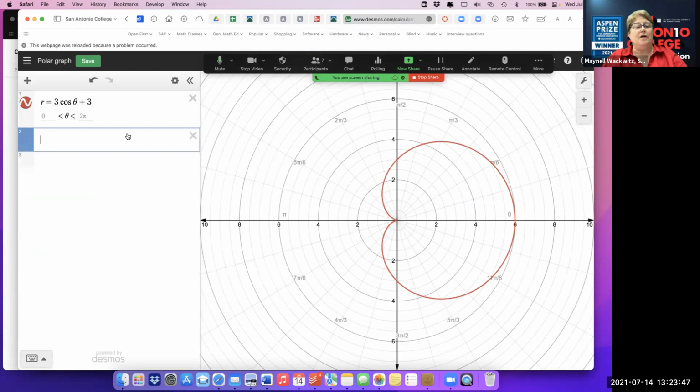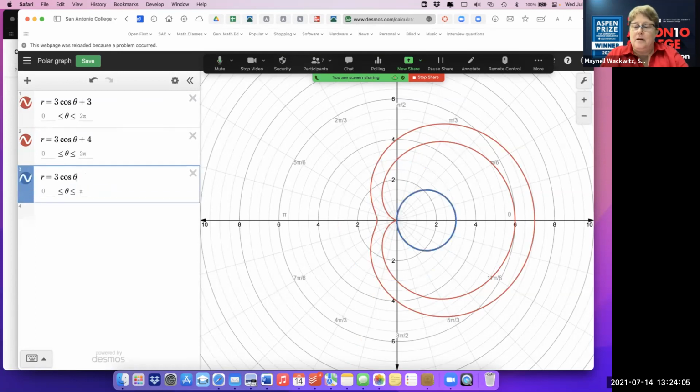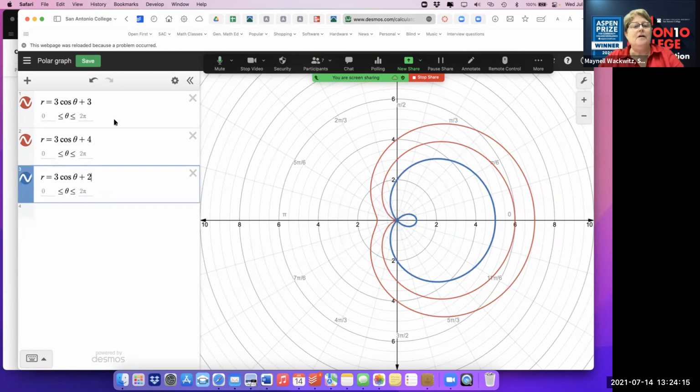So if we go the other direction, R equals 3 cosine theta plus 4, it's flatter. And if we go backward, R equals 3 cosine theta plus 2, we get the loop. So as soon as the second number is smaller than the first, we get that loop inside. When they're the same, we get a pucker. And when the second number is larger, we just get a circle that has a flat area.